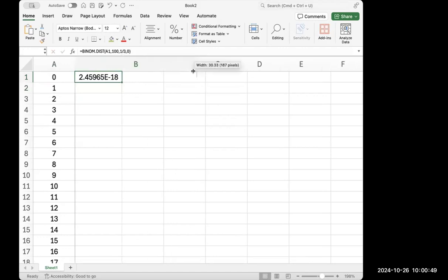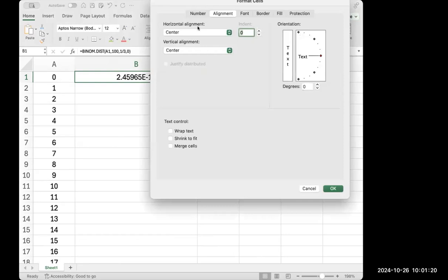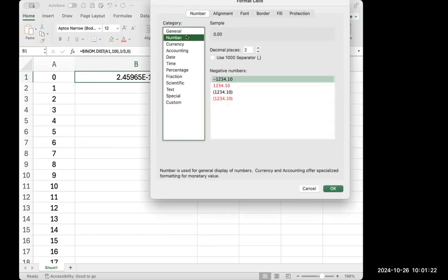It's in scientific notation with an exponent. It's a very small number, right? When the exponent is negative, it means there are about 17 zeros in front of the two. That's what that means. And I want to change that format into just a regular number.